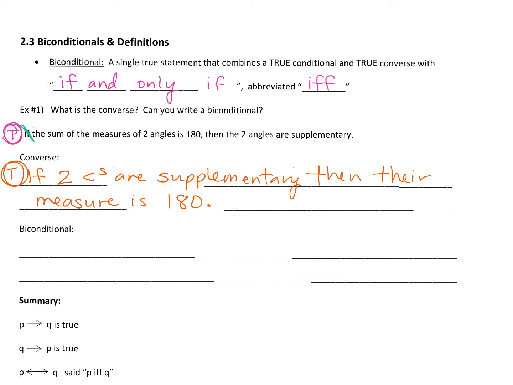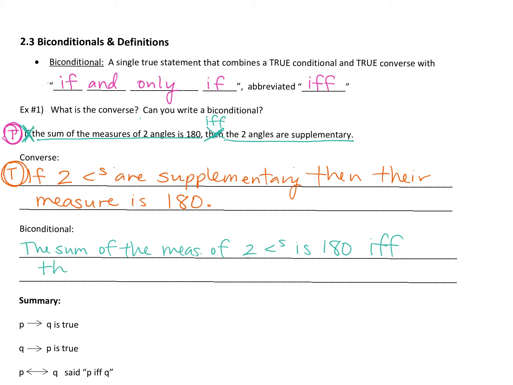We're going to get rid of this, go here, get rid of this, put in an if and only if, and then write this. So the biconditional says the sum of the measures of two angles is 180 if and only if they are supplementary. Does that make sense? So take out the if and then. We don't have if and then anymore, and in place of then, you just put if and only if.